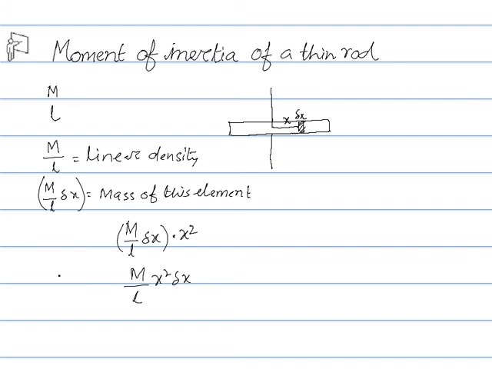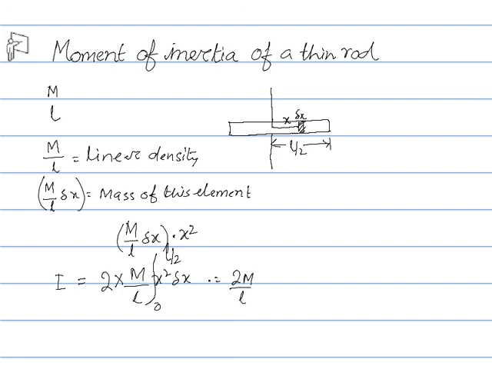Now to find the moment of inertia of the whole rod about this axis, we can imagine that this thin rod is made up of a large number of such strips. This is L by 2, half of the length. We can integrate this equation from 0 to L by 2, so we will get the moment of inertia of half of the rod, and multiplying by 2 we will get the moment of inertia of the whole rod. So this is 2m by L.